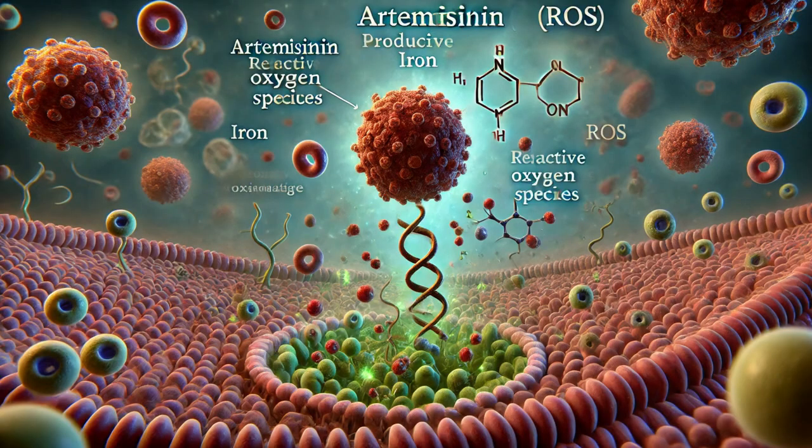Antimalarial drugs like artemisinin also exploit unique metabolic pathways. Artemisinin interacts with heme in the parasite's digestive vacuole, producing reactive oxygen species that damage the parasite's proteins and membranes. This targeted attack effectively kills the parasite without harming the host.